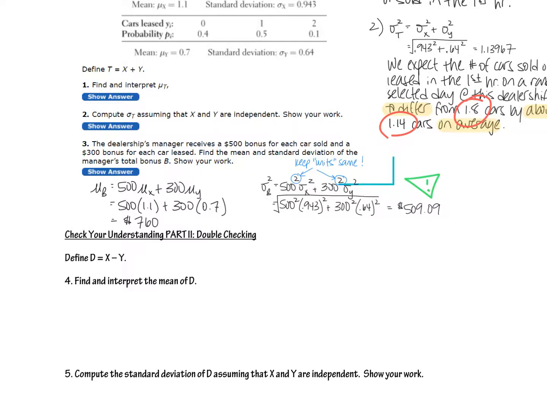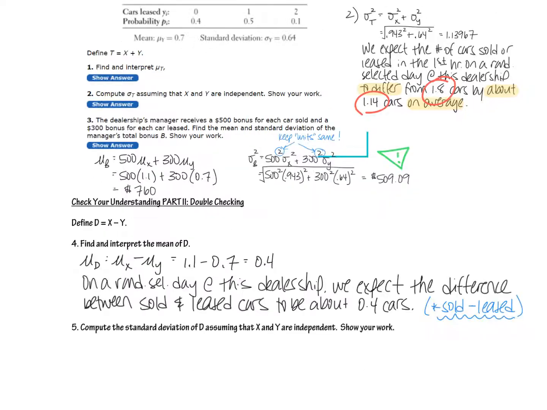So find and interpret the mean of D. You could probably do that part in your head. I'm just taking this mean, the mean cars sold and the mean cars leased, and subtracting them, and we get 0.4, and then I'll write out the interpretation. So here's that number, that 0.4, and then just check your interpretation.